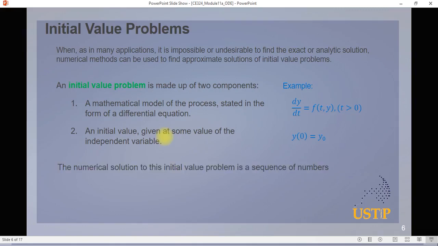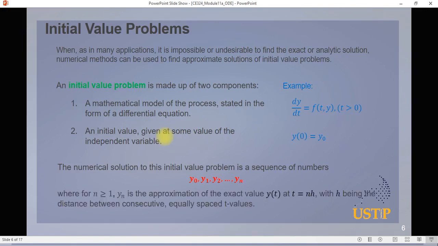And then the numerical solution to this initial value problem is a sequence of numbers. So it is not just a single-valued problem. This is a sequence of numbers: y sub 0, y sub 1, y sub 2, and y sub n. So it is step based. Starting from y sub 0, the next is y sub 1, then y sub 2, then y sub 3, and so on and so forth until y sub n.